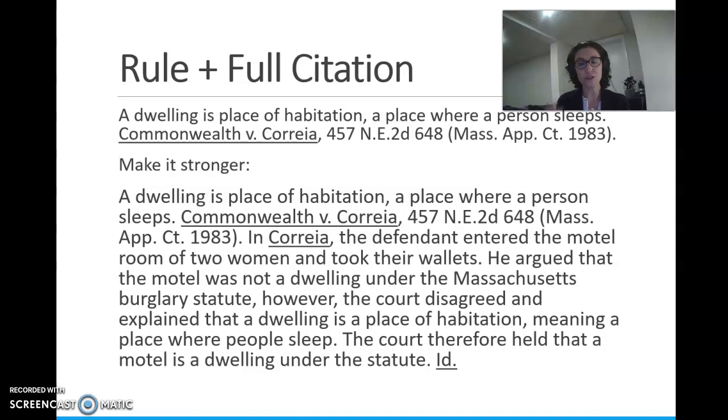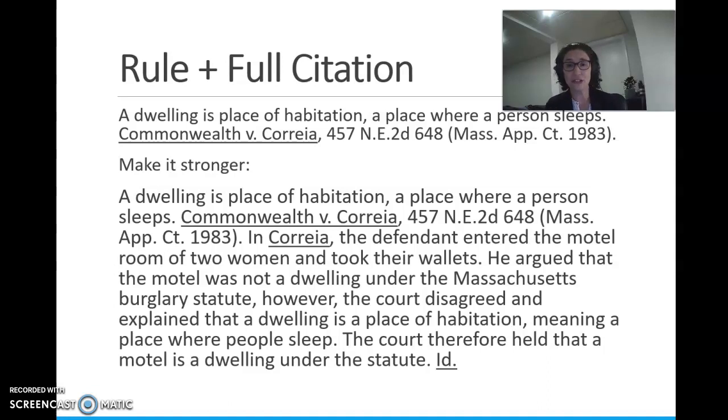So far what we have is the issue sentence. The issue is whether the Danvers Executive Travel Lodge is a dwelling. We have our rule sentence followed immediately by a citation. And then we have an expansion of the rule section where we explain how that rule was applied in the cited case.